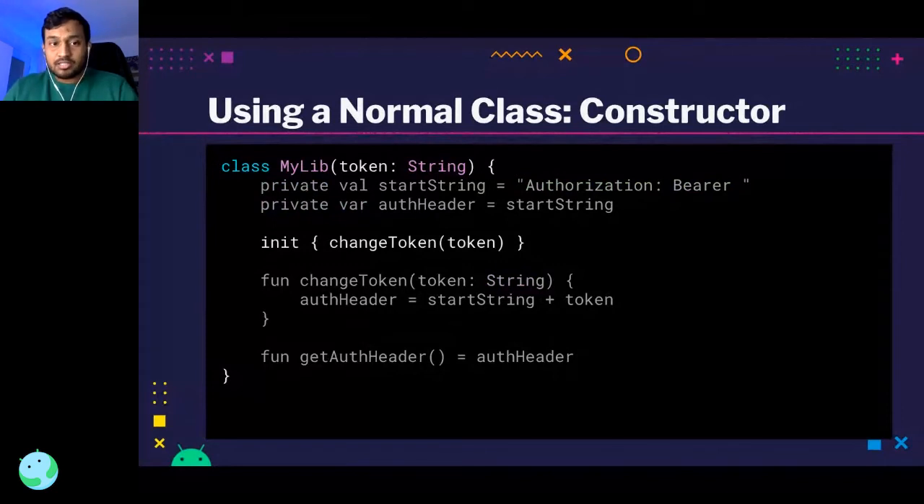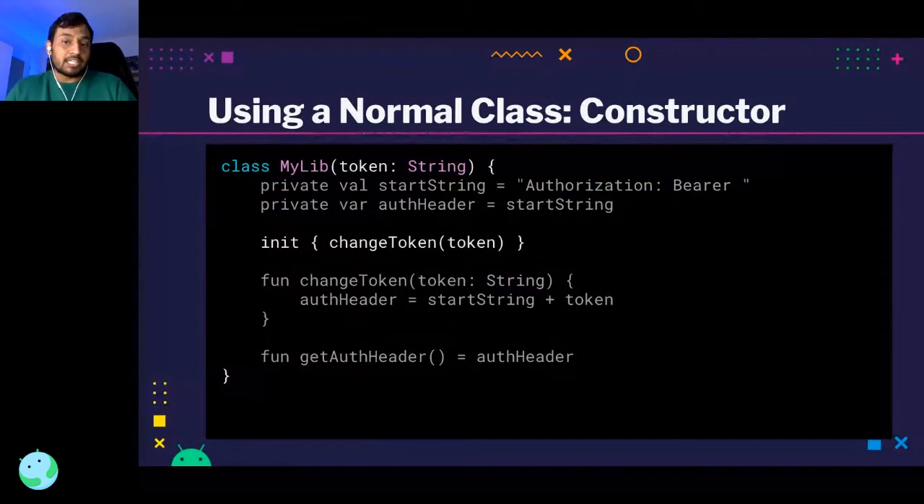So if I had to use this particular my lib class, in my main activity I would say private val mylib, and then use the constructor to initialize the library. As soon as I do that, the init block is triggered and my auth header is set up already. By the time I come to textview.text, mylib.get auth header, it is a complete authorization: bearer and then the token value 123. But because I can also make a change by calling change token myself, the actual value would be authorization: bearer space 456. It's pretty simple stuff.